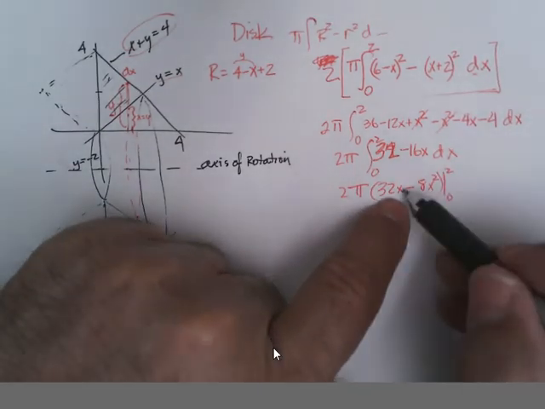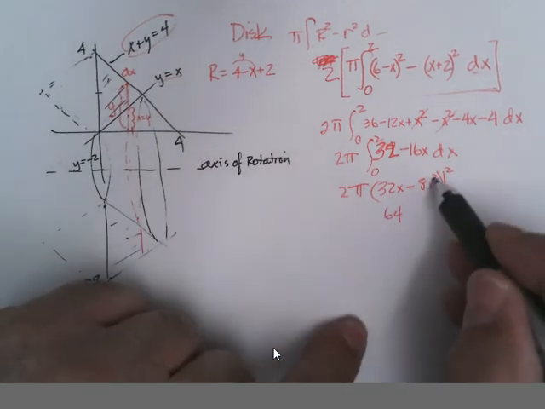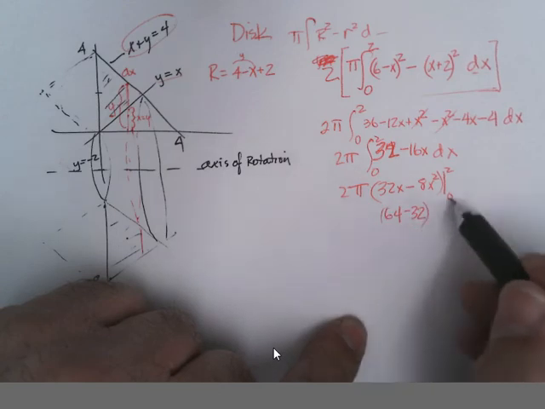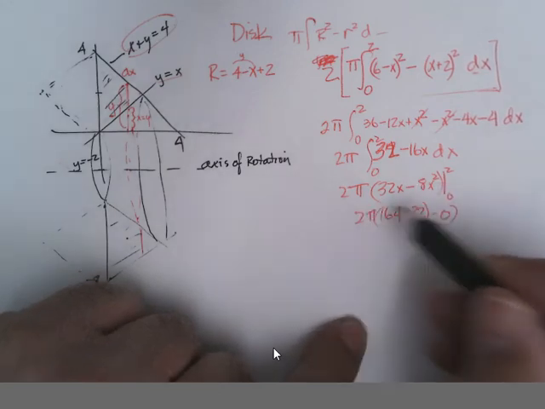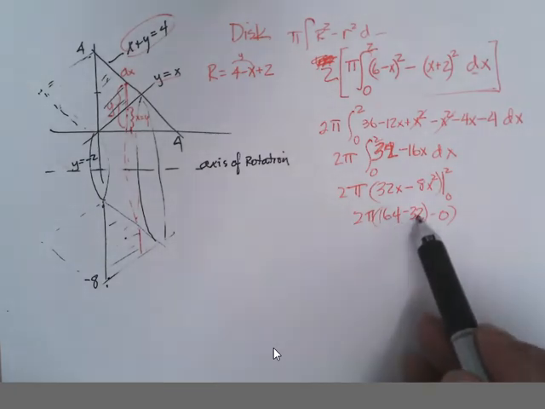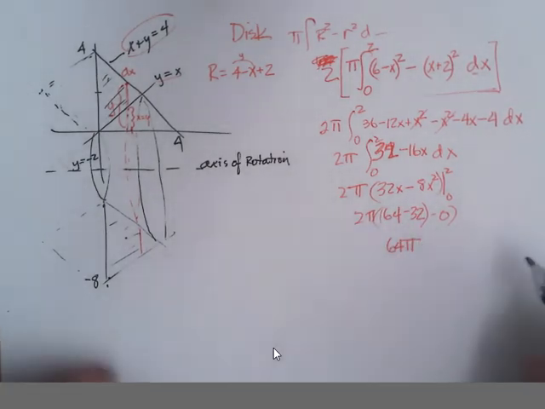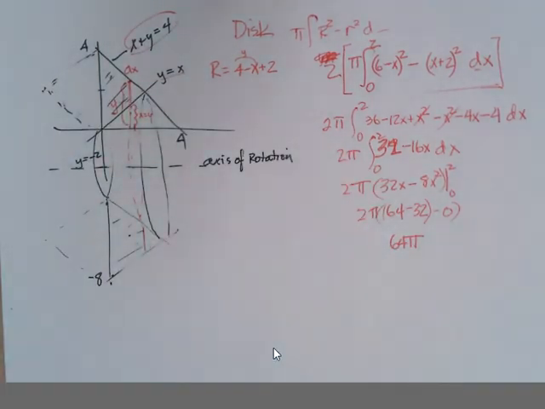So I put 2 in there and I get 64. And put 2 in there, I get 4 times 8, which is 32. And if I put 0 in, I get 0. All times 2 pi. So that's 64 minus 32, which is 32, times 2 is 64 pi for the whole bracelet. 32 pi for half of the bracelet. Okay, that wasn't too bad. At least I don't think it was too bad. You might think it was too bad.